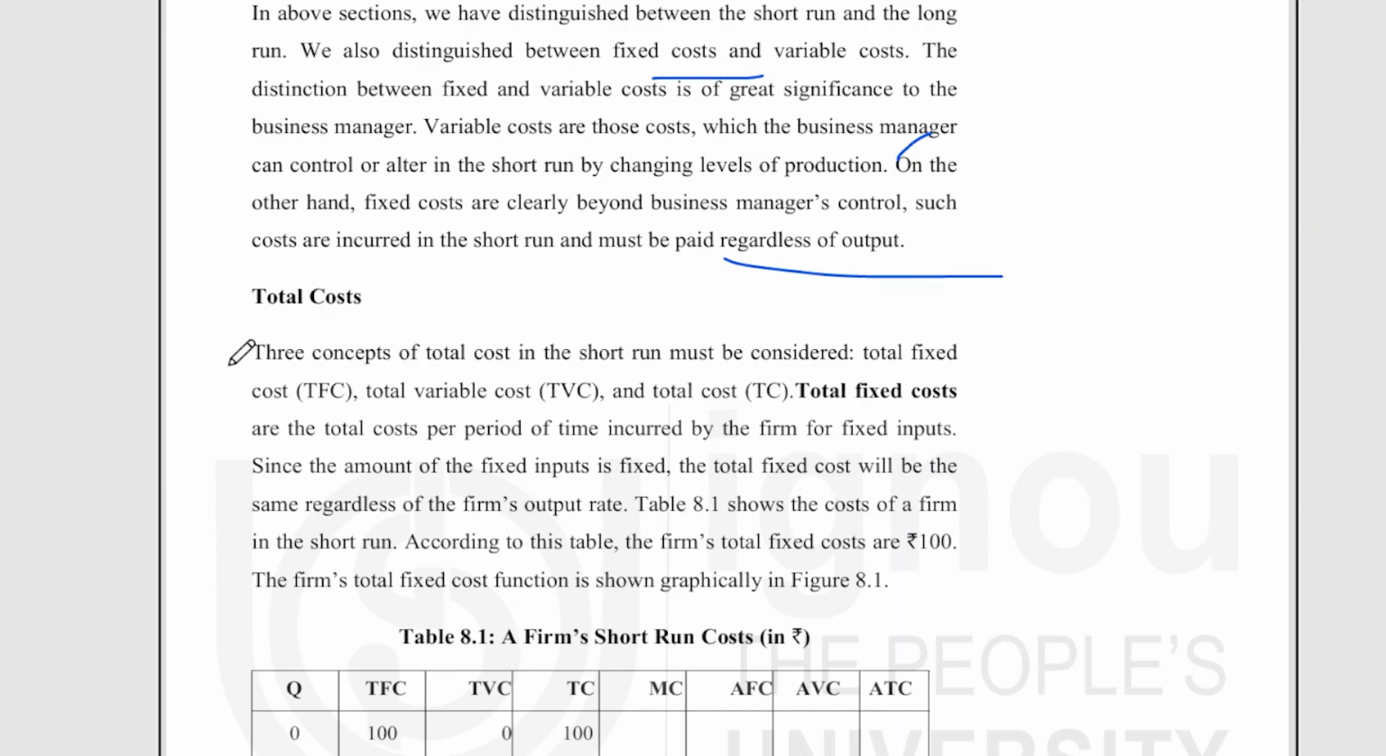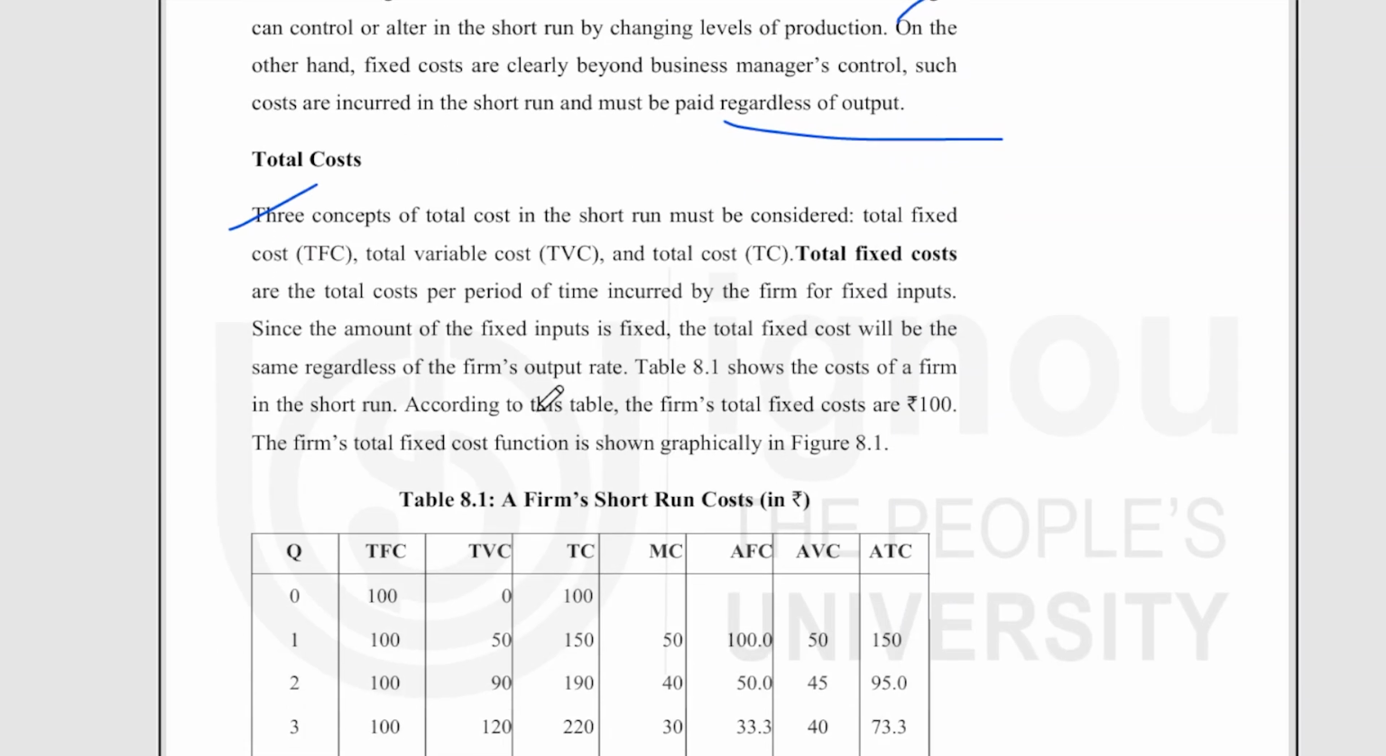And total cost: three concepts of total cost in the short run must be considered. One is total fixed cost, that is TFC, total variable cost, that is TVC, and total cost, that is TC. Total fixed costs are the total cost per period of time incurred by the firm for fixed inputs. Since the amount of the fixed input is fixed, the total fixed cost will be the same regardless of the firm's output rate.